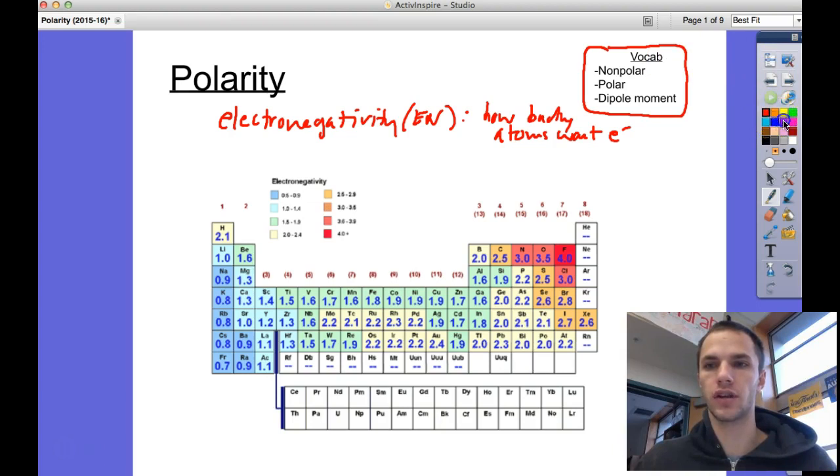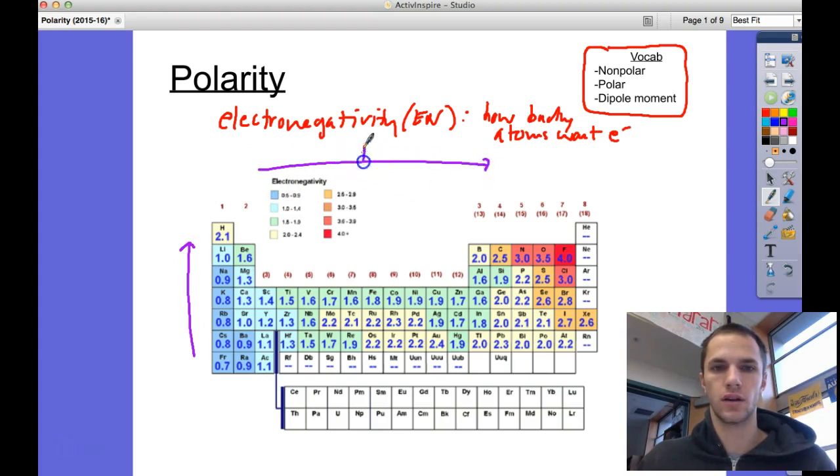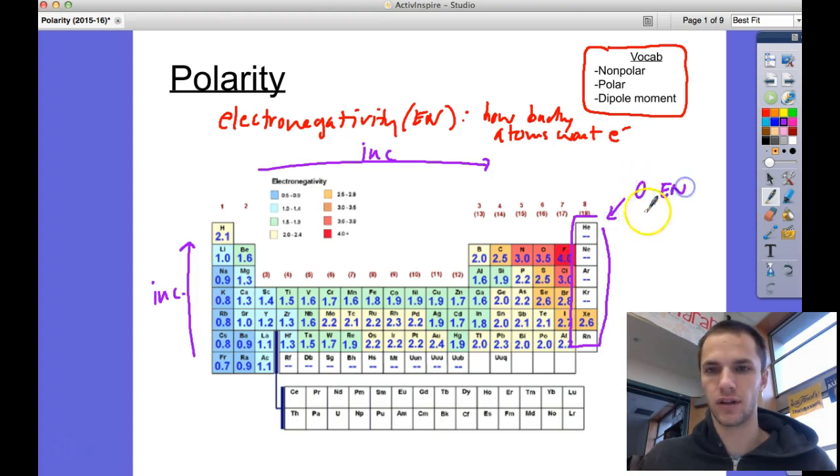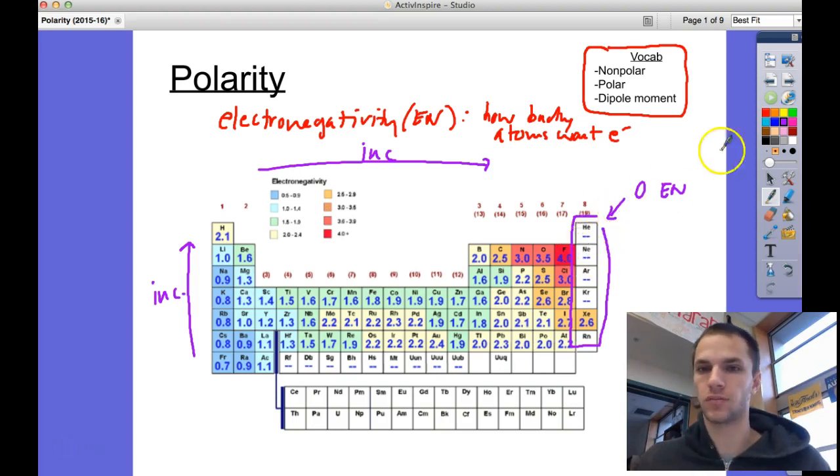And we know that electronegativity increases on the periodic table as you go up a column and to the right across a period, except for the noble gases, which we can see over here. They essentially have zero electronegativity because they already have a full valence shell. They don't need any more electrons, while fluorine has the highest electronegativity.